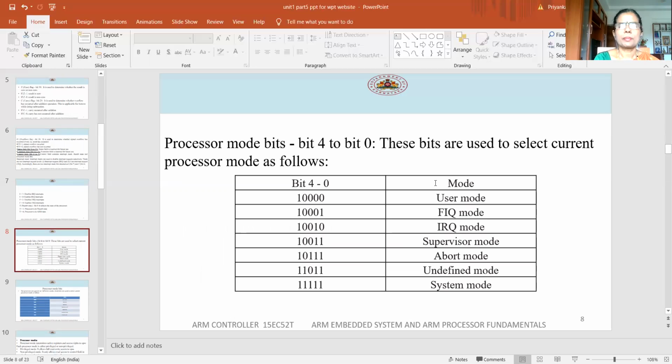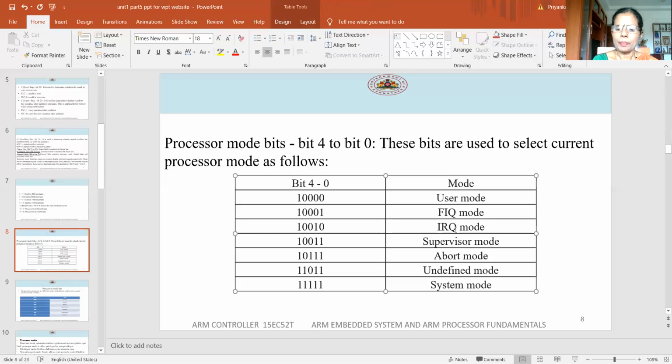These are the processor mode bits, from 0 to 4. They are used to select the current processor mode. We have a total of 7 processor modes, and with the help of these bits, we can select the different processor modes. What are those different processor modes? The first one is user mode. FIQ stands for fast interrupt request mode. IRQ, interrupt request mode. Supervisor mode, abort mode, undefined mode, system mode. A total of 7 processor modes are available in ARM. They are given in bit numbers 0 to 4.